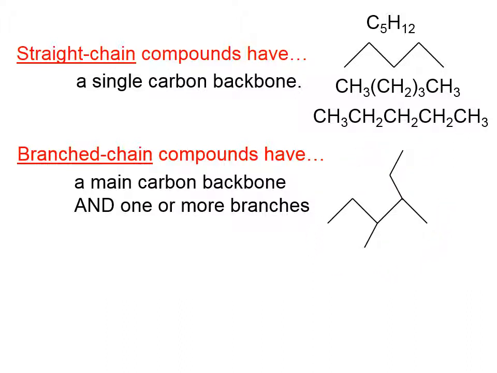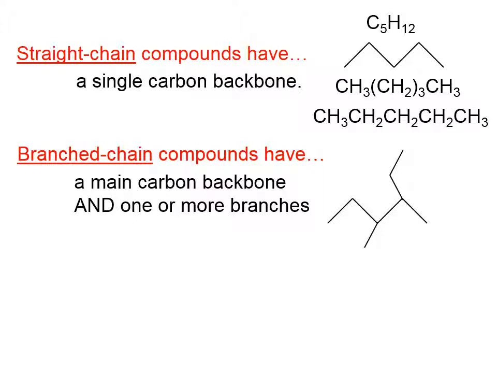This is clearly a branched chain compound. If we wanted to figure out how many carbon atoms, we would simply count the endpoints of these straight lines. So let's go ahead and do that. 1, 2, 3, 4, 5, 6, 7, 8. So we have 8 carbon atoms, and how many hydrogens do we have?